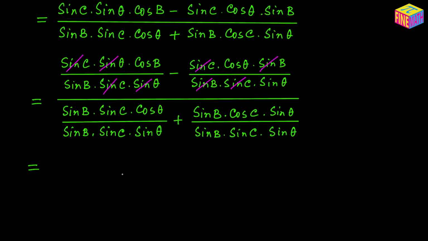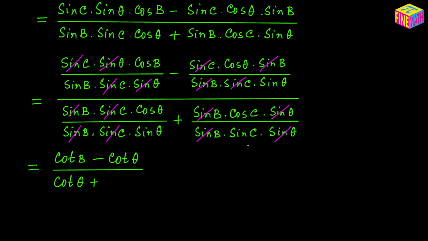Now let's look at the denominator. Here again sine B cancels the sine B, sine C cancels the sine C, and then the sine B here will cancel the sine B, and the sine theta will cancel the sine theta. So essentially we are left with cosine of B over sine of B, that can be written as cotangent of B, minus cosine of theta over sine of theta, that can be written as cotangent of theta. All of that over cosine of theta over sine of theta, that can be written as cotangent of theta, plus cosine of C over sine of C, that can be written as cotangent of C, and this quantity is actually equal to M over N.